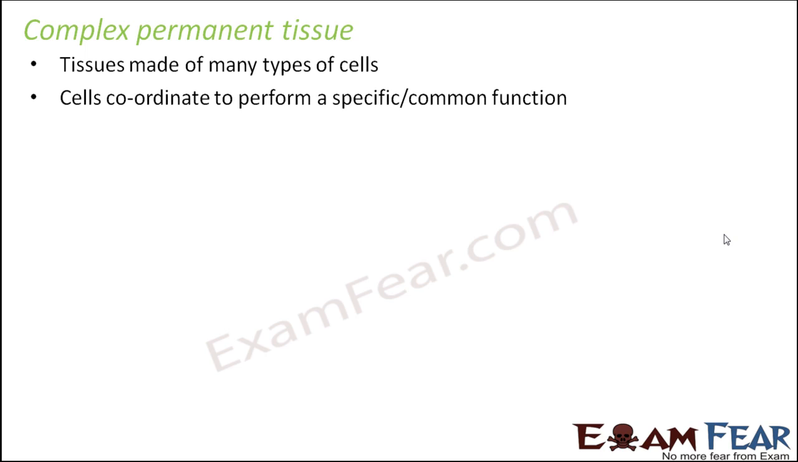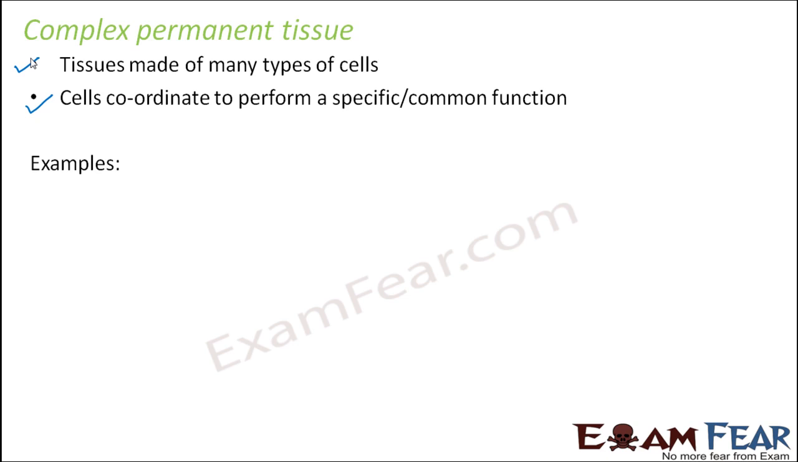Some are students, some are teachers, some are parents. So how do you need to do it? There has to be a coordination between the teachers, the students and the parents, and they have to perform in such a way that they are able to achieve their goal. The similar scenario happens in complex permanent tissue. Here also the cells are not all similar, they are dissimilar cells, but they coordinate with each other to perform a specific or common function.